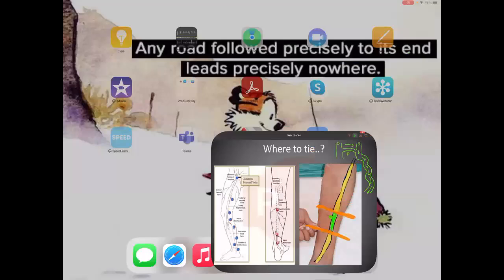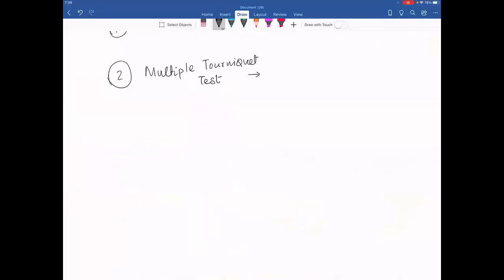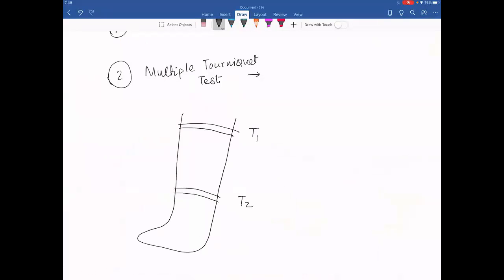So understand the test. The basic logic about this test is, if this is the leg that we have drawn, remember that this is the tourniquet and this is the tourniquet. So tourniquet T1 and T2. Now, as I have said, this is the great saphenous vein. So whenever you have tied the tourniquet T1 and T2, this segment of the vein is without any blood, because neither is blood coming up nor is blood going down.